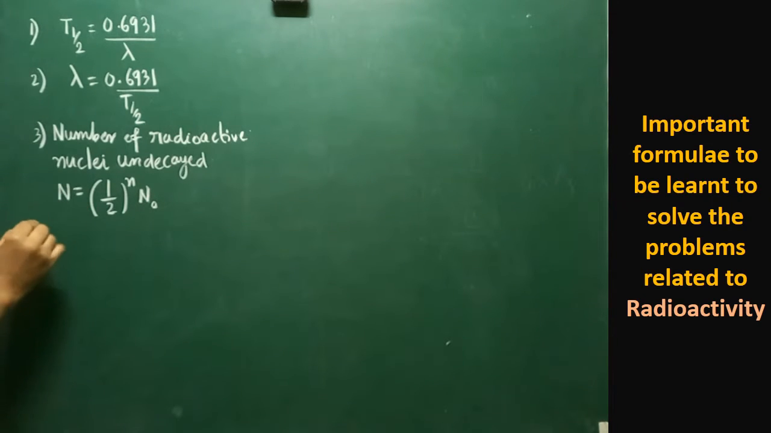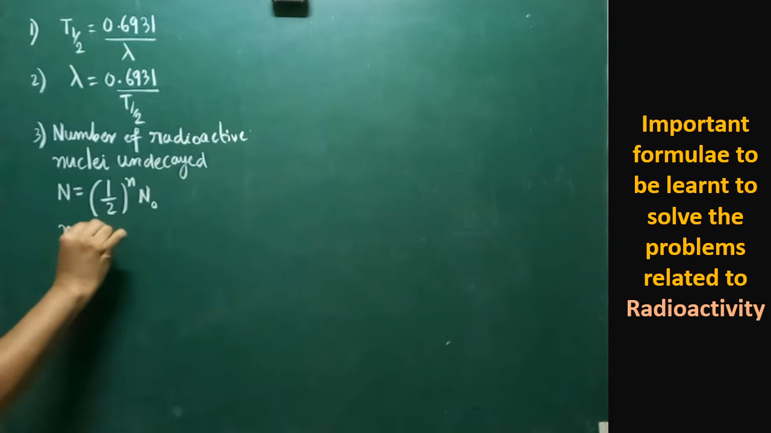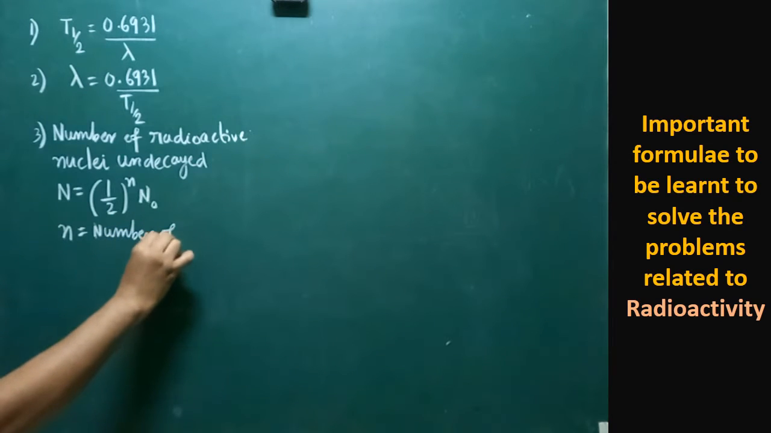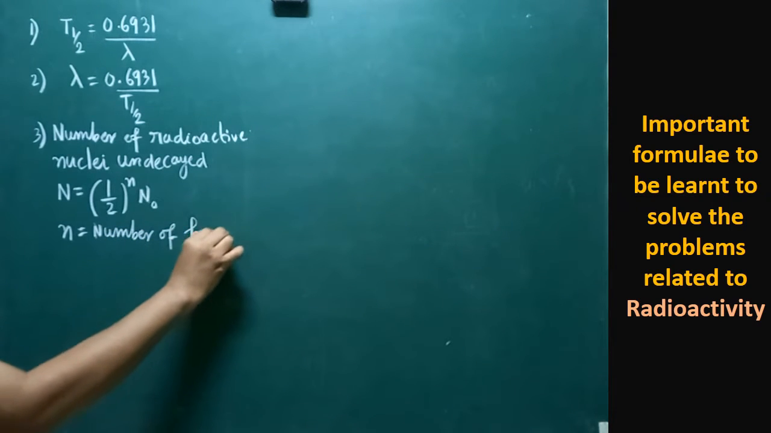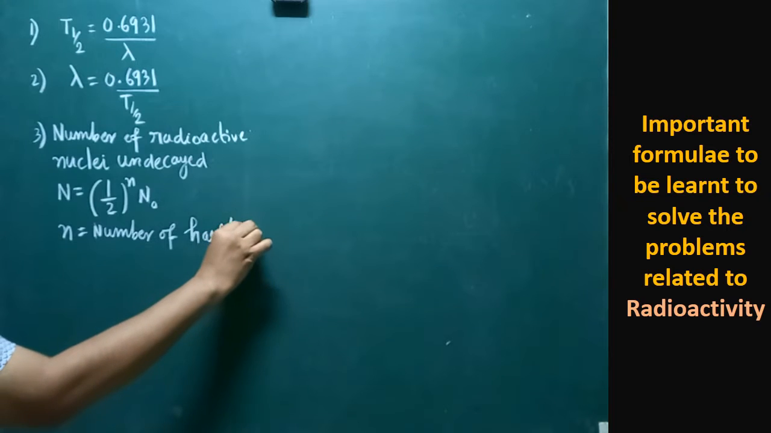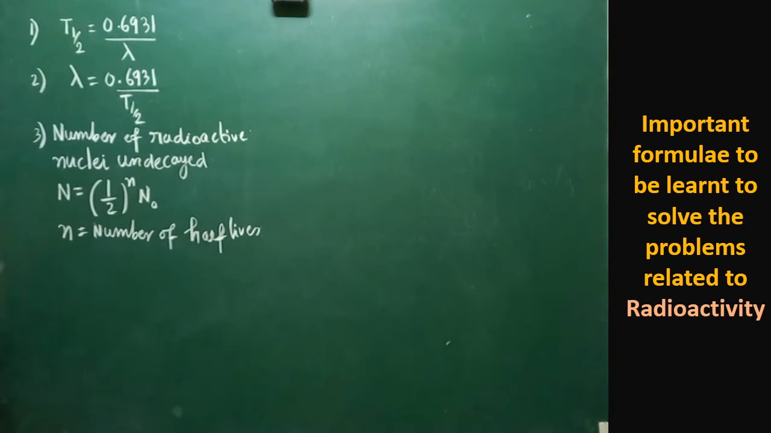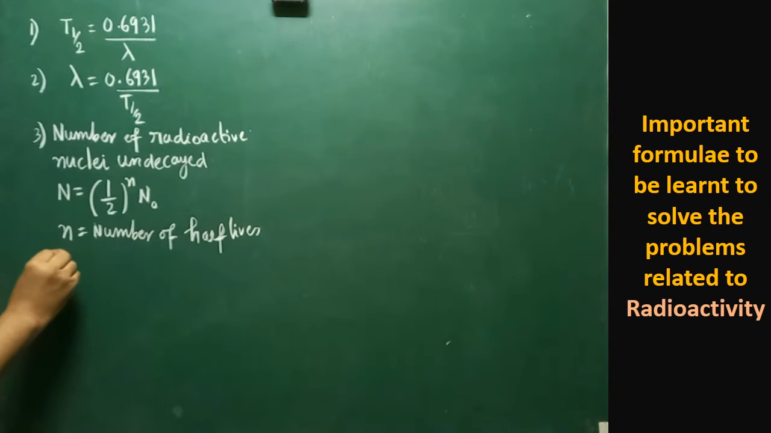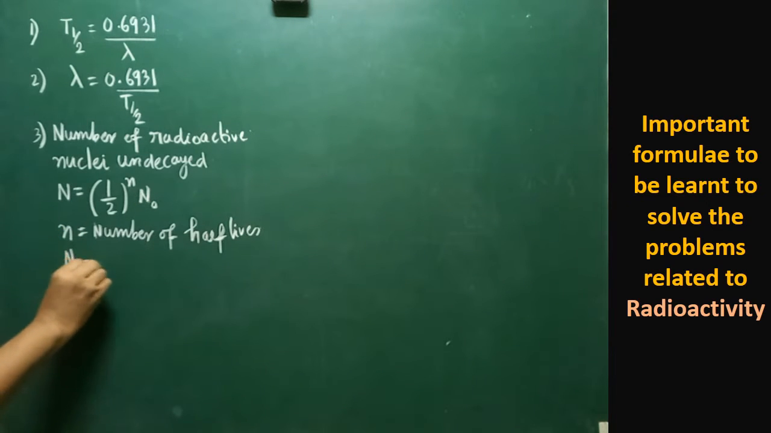So here small n is called the number of half-lives. Small n. Are you clear? And then what is N naught? N naught is the number of atoms present.